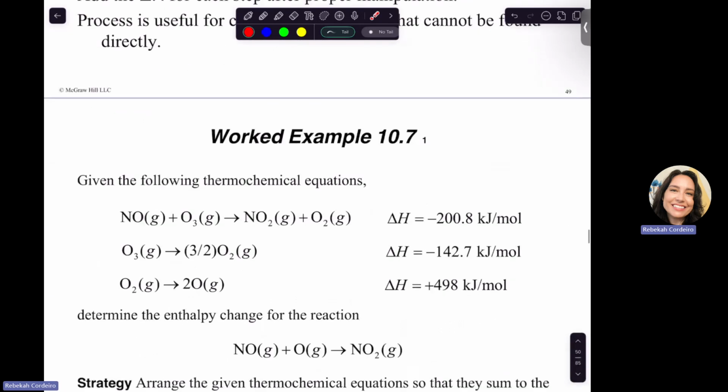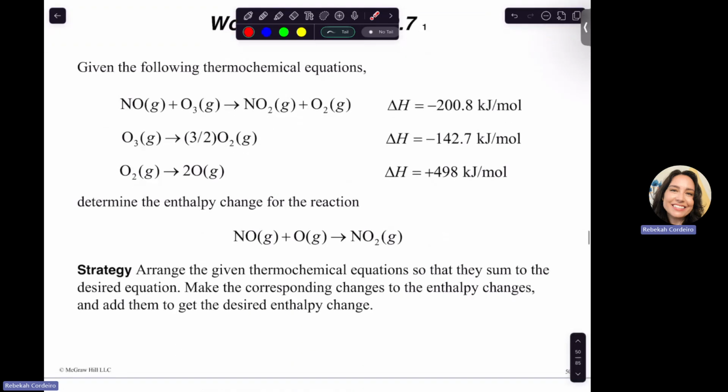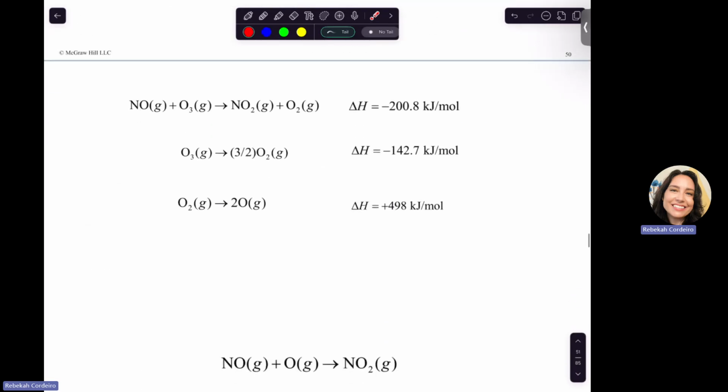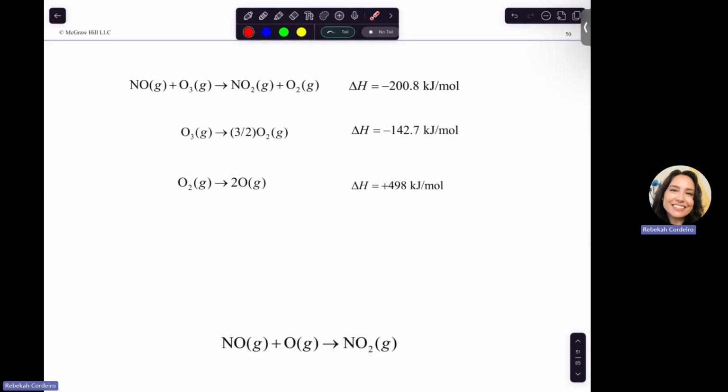Let's try it. So here's what the textbook gives. I'm going to take it into another slide where I kind of organize it the way I like to do it and show you this in a little more organized way. So here are the reactions that we can measure or that we have measurements for. And here's the reaction we want to know. So the goal is to get the enthalpy for this bottom reaction. But I can't measure that one directly.